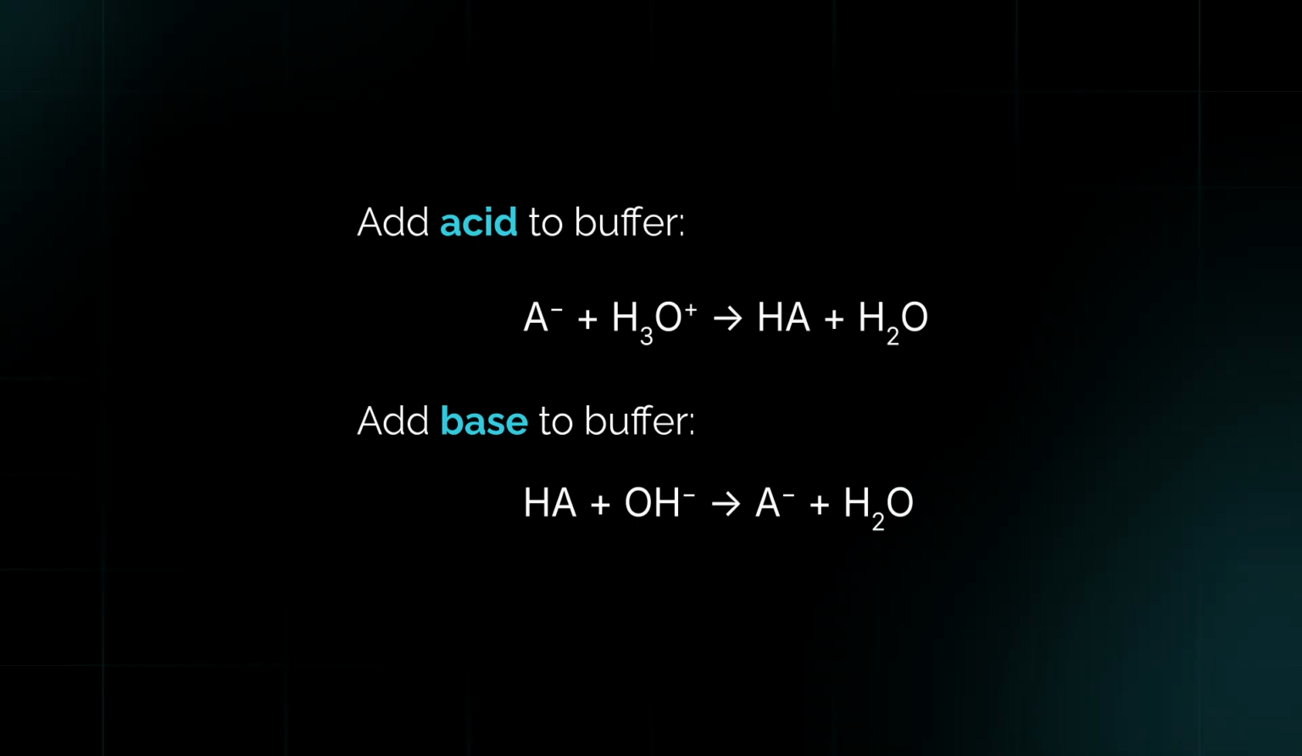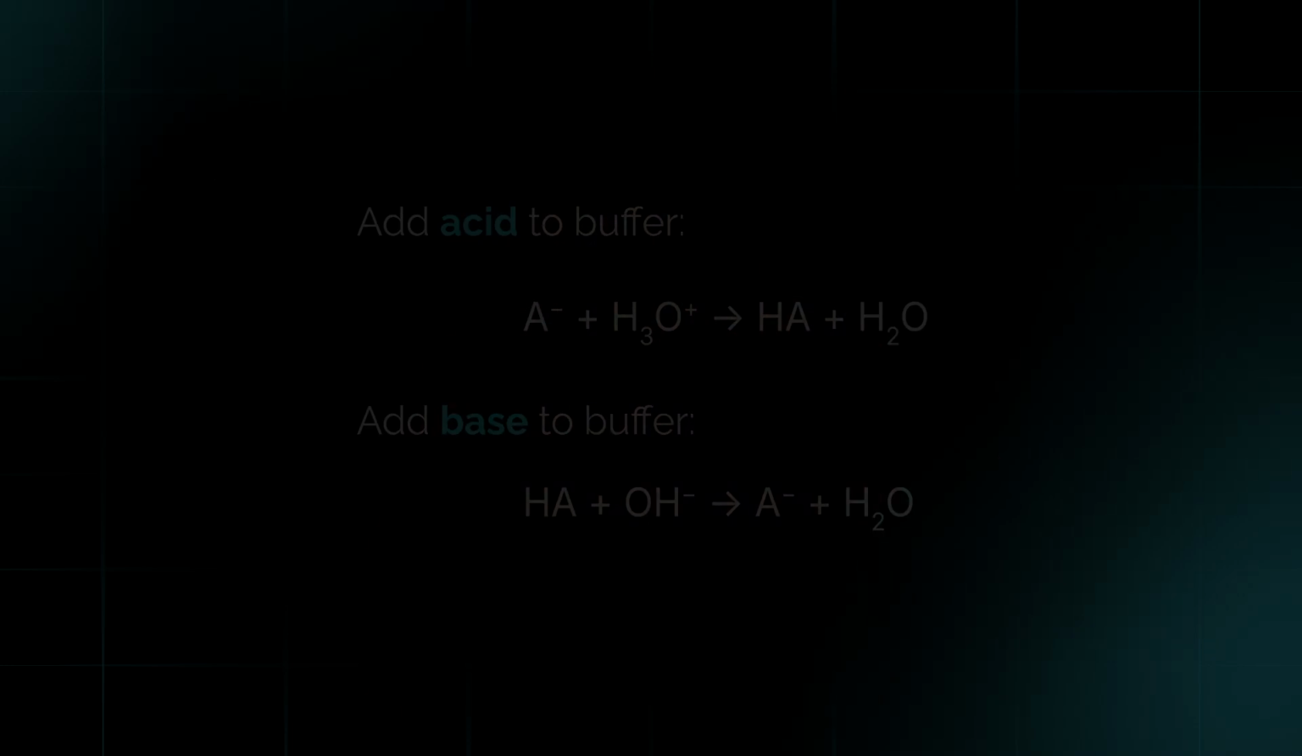For the buffer to work effectively, both the weak acid and its conjugate base need to be present in large amounts. But how do we choose the right buffer? In general, we select a buffer system with a pKa close to our target pH.